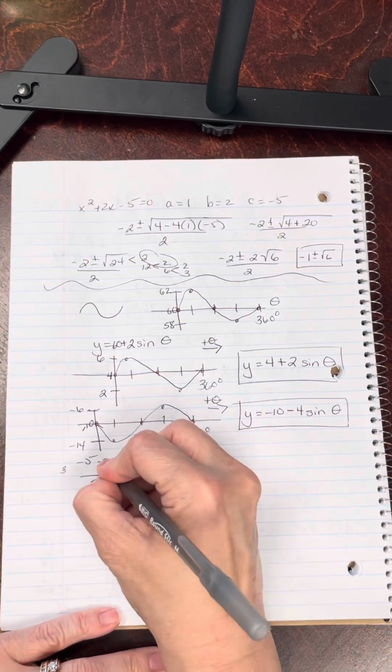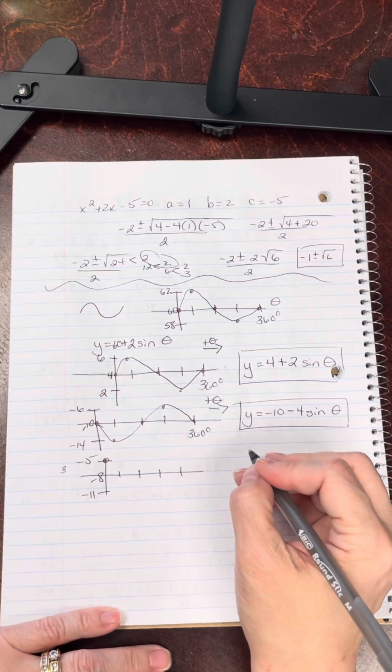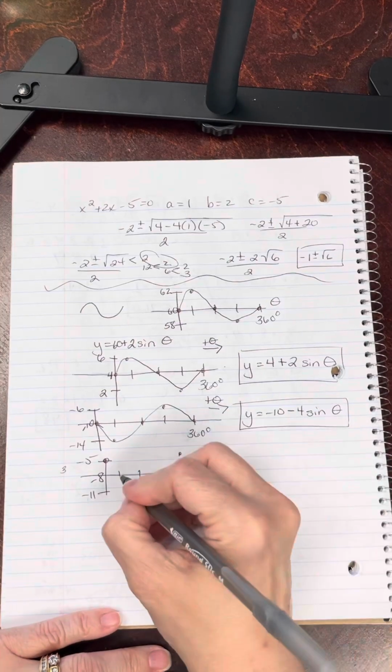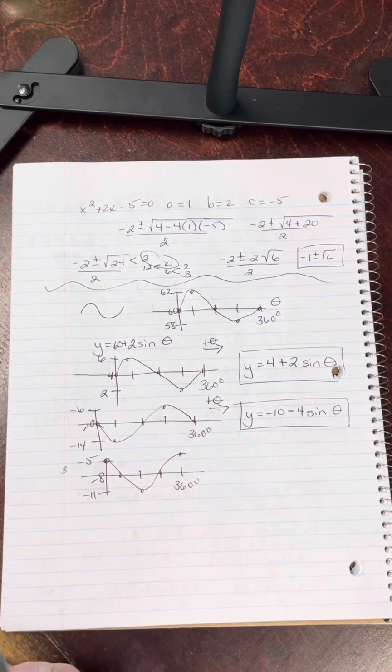This one started at the peak. 1, 2, 3, 4 sections. The high peak was, again, got to here at 360 degrees. So we're good to go. All right. So that's what they gave you.